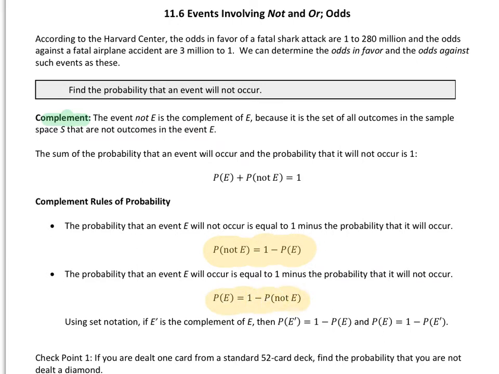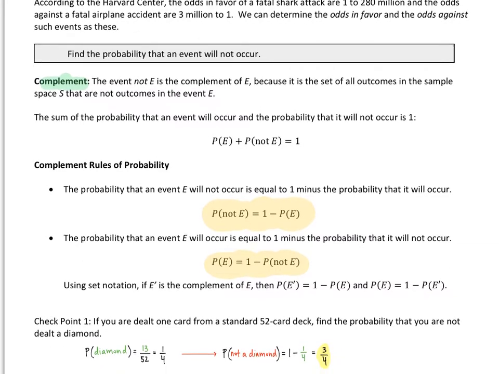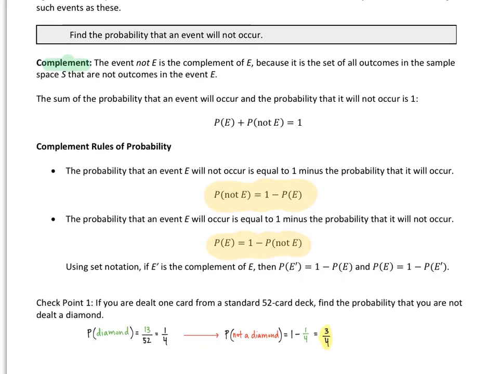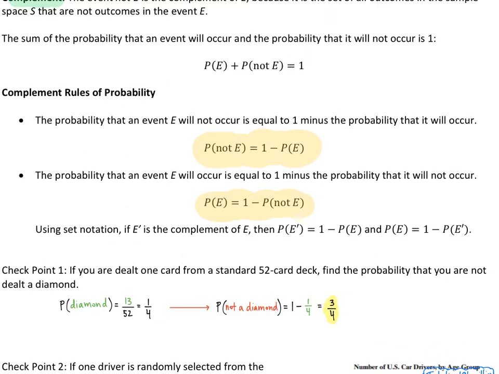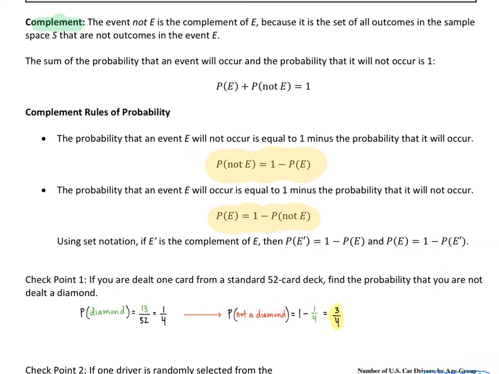Okay, so let's look at this first checkpoint. You are dealt one card from a standard 52 deck. Find the probability that you are not dealt a diamond. What I could do is say, well, what's the probability of pulling a diamond, right? Remember, there's 13 diamonds in a total deck, so 13 out of 52. That's our probability that we will pull a diamond. So then what's the probability of not getting a diamond? I'm simply going to subtract 1/4 from 1. So 1 minus 1/4, and that's where we get 3/4 from.